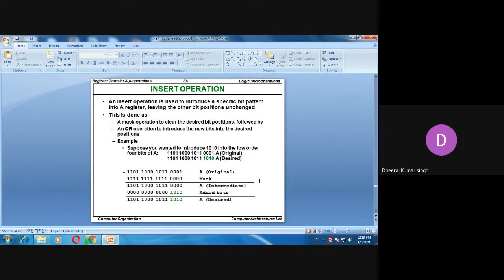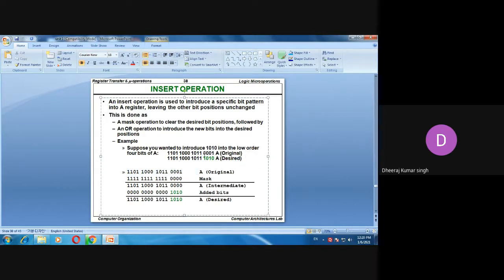Okay, insert operation. Whenever we talk about the insert operation, an insert operation is used to introduce a specific bit pattern into a register, leaving the other bit positions unchanged. This is done as a mask operation to clear the desired bit positions, followed by an OR operation to introduce the new bits into the desired position. Example: suppose we have a number A, the original number, 1101 1000 1011.